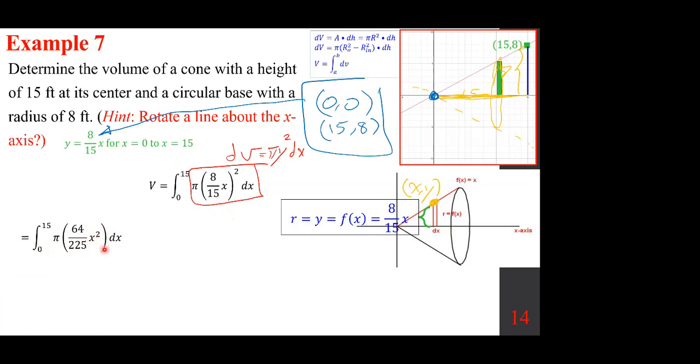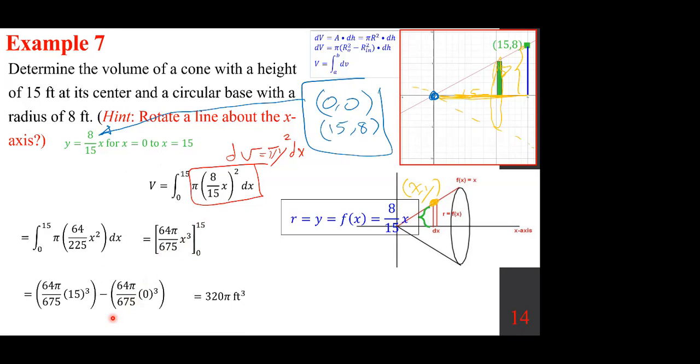So the numerator is 64 pi. The denominator is 225 times 3, which is 75, x cubed. From 0 to 15, all you have to do is plug in 15. It gives you 0, class. And it ends up being 320 pi cubic feet.